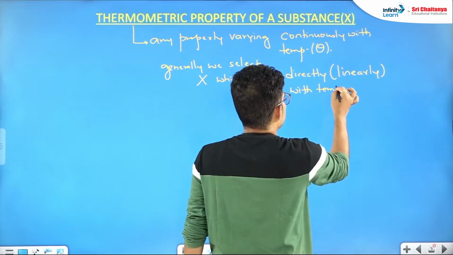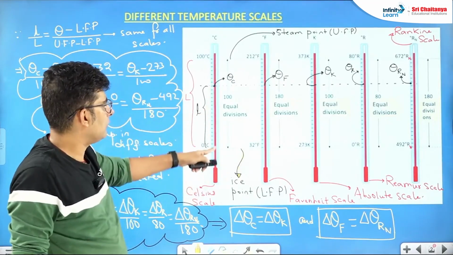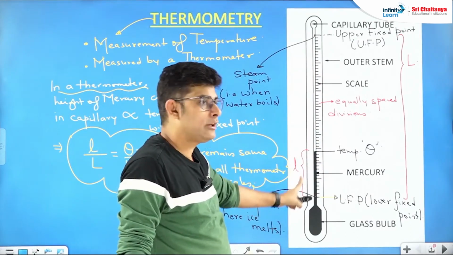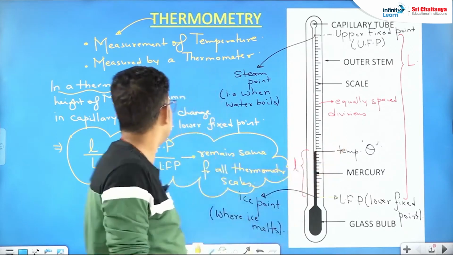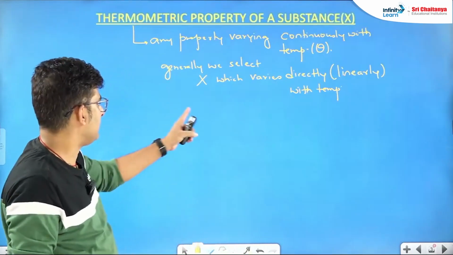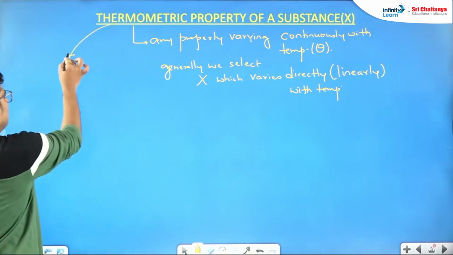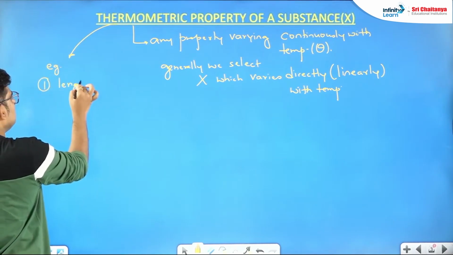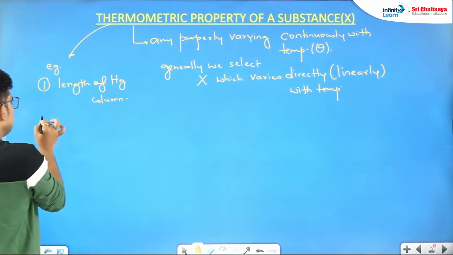Like you saw, just to go back, we saw the temperature change and the length. We see that the length of the mercury column was directly varying with temperature change. That's why we use this unitary method. So whenever we have any property that varies directly, we can apply the unitary method over here, right? So there are several examples. One is the length of the mercury column. There are others also.